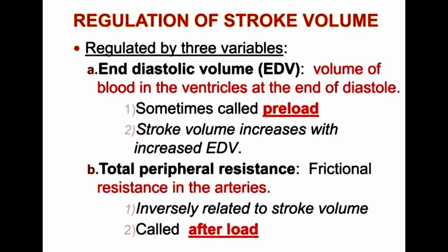So what are the factors that regulate the stroke volume? It is regulated by three variables. End diastolic volume, that is the volume of blood in the ventricles at the end of diastole, is known as preload. The stroke volume will increase with an increase in end diastolic volume. Second is the total peripheral resistance. It is inversely related to the stroke volume, and is known as afterload. Third is the contractility, that is the strength of the ventricular contraction. The stroke volume will increase with the contractility.